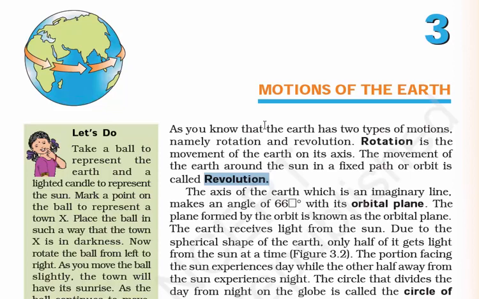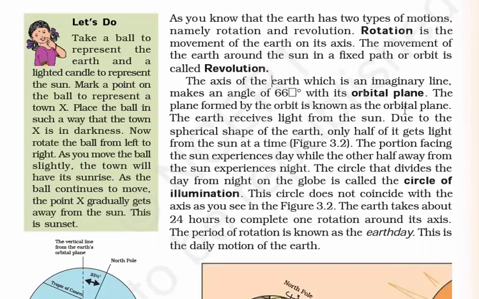Similarly, rotation is the movement of the earth on its axis and revolution is the movement of the earth around the sun. Another important thing in this page is the axis of the earth makes an angle of 66.5 degrees with its orbital plane. So what do you mean by an orbit? Anything that moves in a circular path is called an orbit.